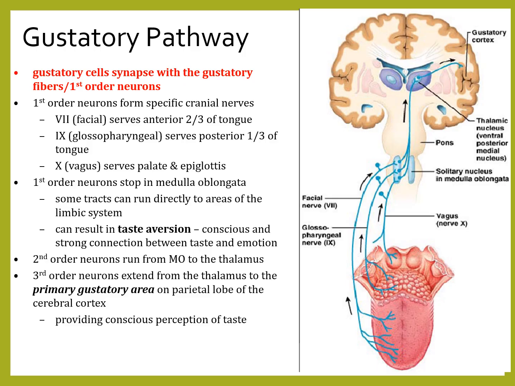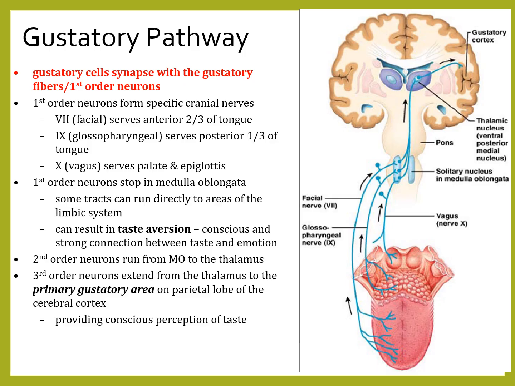So our first order neurons come in and stop in the medulla oblongata. They make connections to the limbic system. But in the medulla oblongata, these first order neurons are going to connect to their second order neurons. The second order neurons are going to run from the medulla oblongata and stop in the thalamus. It's at this point they're going to synapse with their third order neurons. And the third order neurons are going to exit from the thalamus and run to the primary gustatory area, which is located in the parietal lobe of our cerebral cortex.